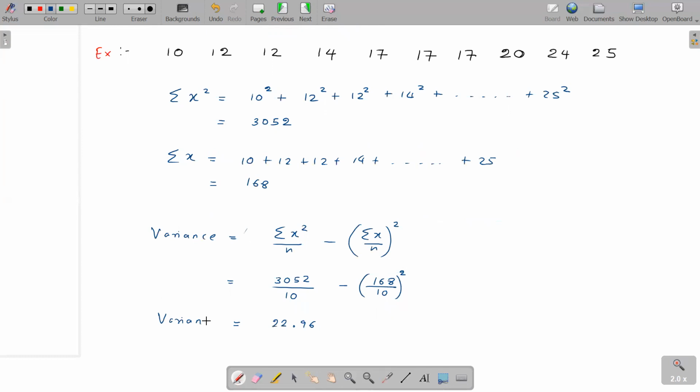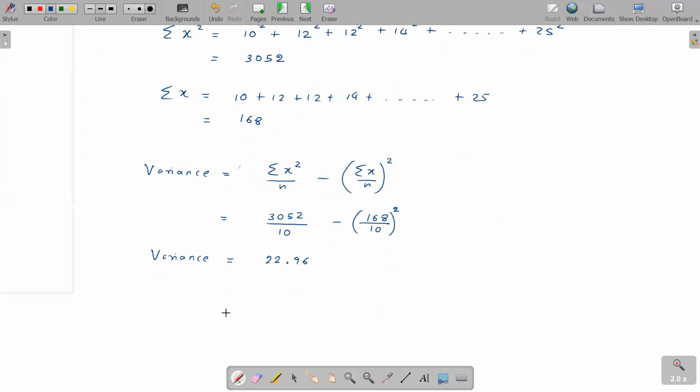Can I also have the standard deviation? Standard deviation is actually what shows the real deviation from the mean. What is the standard deviation? The square root of variance. So the square root of 22.96 is 4.7916, which is 4.79.